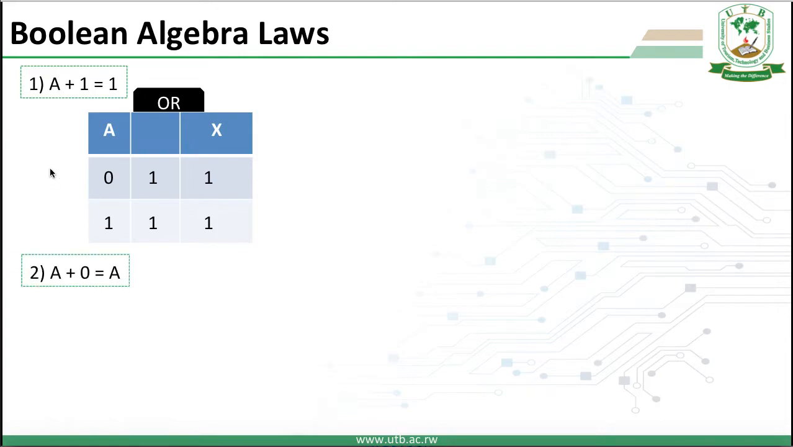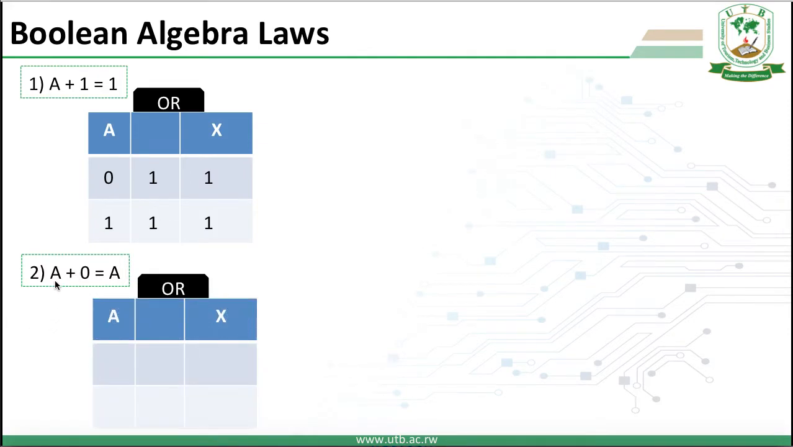Let us see the second rule. A plus 0 equal to A. How does it happen? Still it is a plus operator, so it is an OR operation. A is a Boolean variable and 0 is a constant, false. So we can say A can be 0 and the constant 0 is 0. So 0 plus 0 is 0.